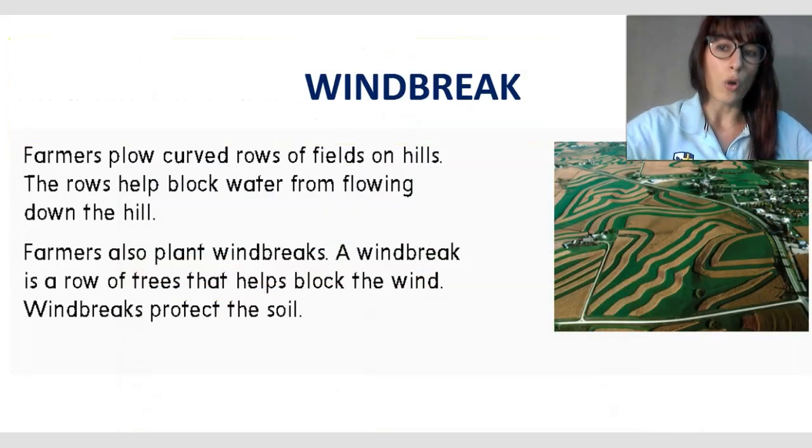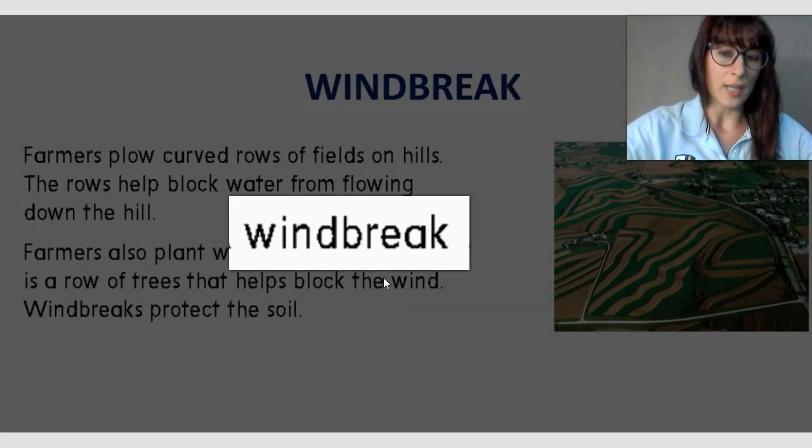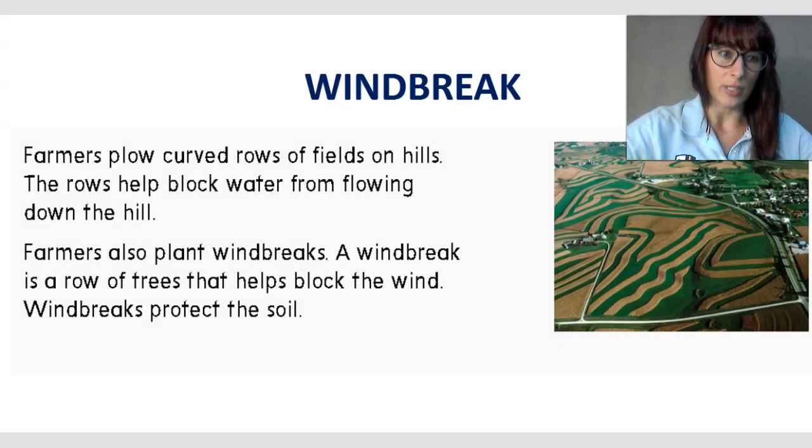We already learned that farmers also have this problem, and we learned that the way farmers deal with this wind erosion is they plow curved rows in fields on hills, and they also plant windbreaks, which is a row of trees that help block the wind, and that's how they protect their soil. So remember that not only beaches have that problem, farmers deal with it too. But in our project, we will focus on how we can help beaches. That's what we are going to work on. But keep this in mind, because what you're going to be building is very similar to what farmers do.